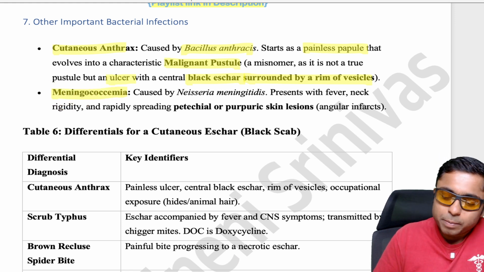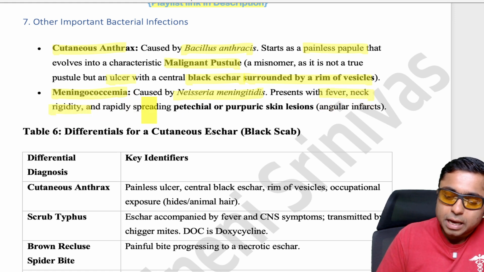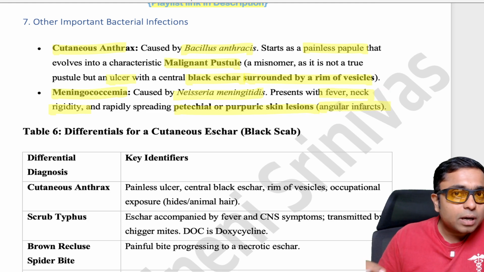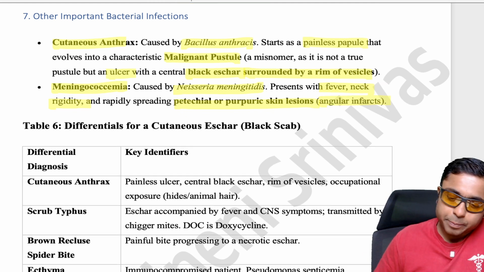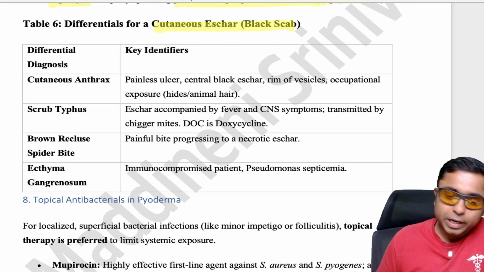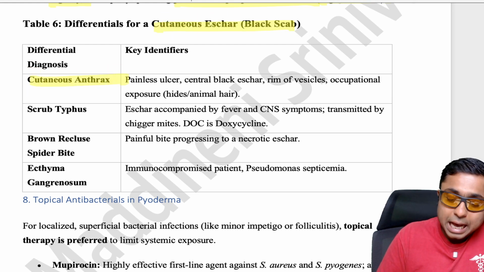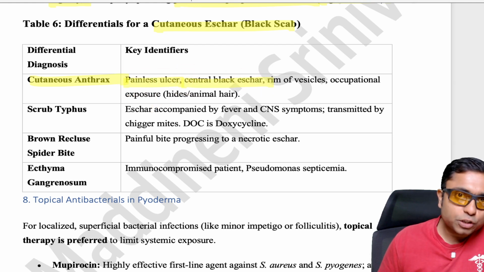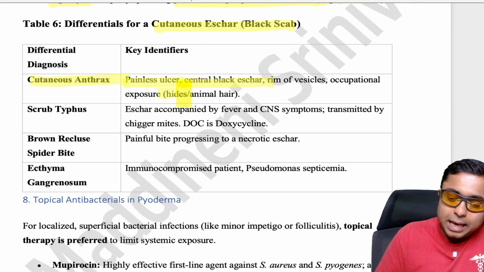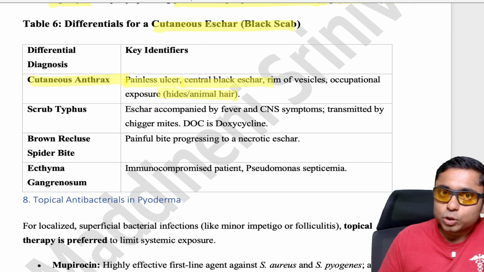Next, meningococcemia produced by Neisseria meningitidis presents with fever, neck rigidity, and rapidly spreading petechial or purpuric skin lesions. Very interestingly, the term used is angular infarcts, which are seen over the skin. Next, cutaneous eschar. What are the important differentials? We have already seen cutaneous anthrax. Here, painless ulcer, central black eschar, rim of vesicles. If you remember, it is a malignant pustule, and animal or cattle exposure is going to be there.